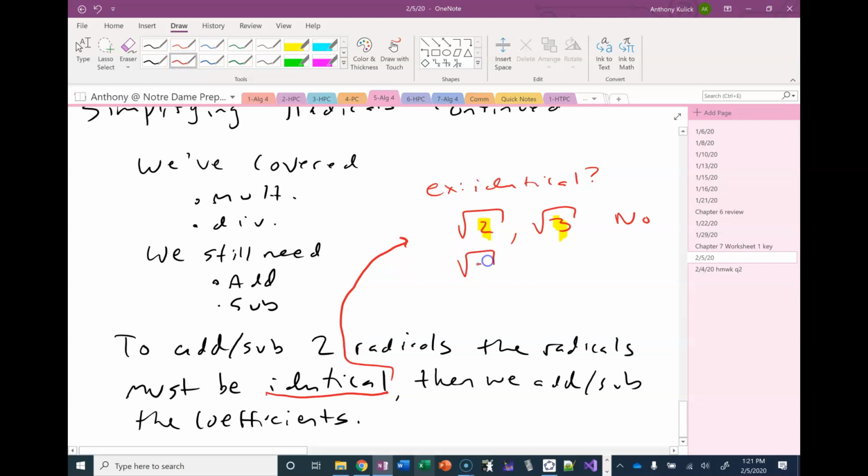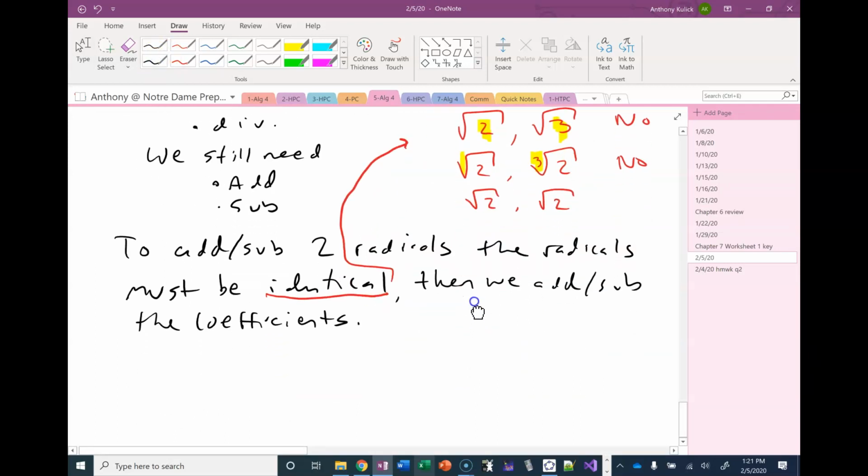What about square root 2 and cube root 2? Are those identical? No. Why not? Their indices are different, right? But when we say identical, we mean something like square root 2 and square root 2, where they are exactly the same. Both the indices are the same and both the radicands are the same. Everybody okay there?